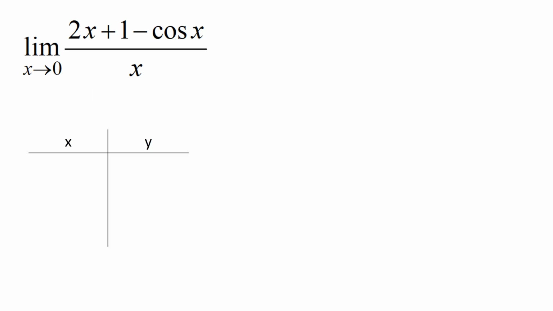All right, so we're going to look at this example. I've gone ahead and set up a table here, an XY table. So we're going to do one table. We're going to plug in some x values that are less than 0. And then we're going to have another table where we'll plug in some values that have x being greater than 0. So in this first table, I want to pick some x values that are just a little bit left of x equals 0 on a number line.